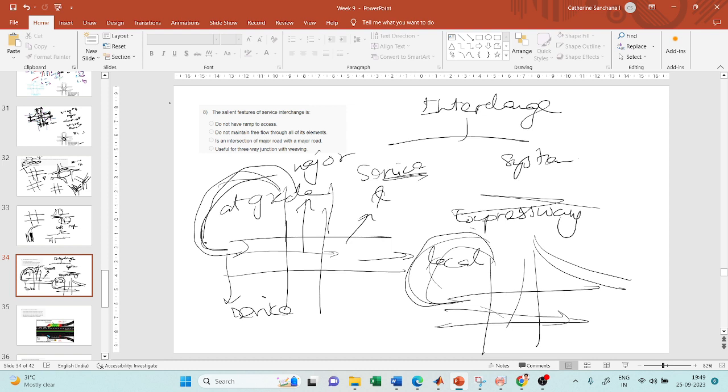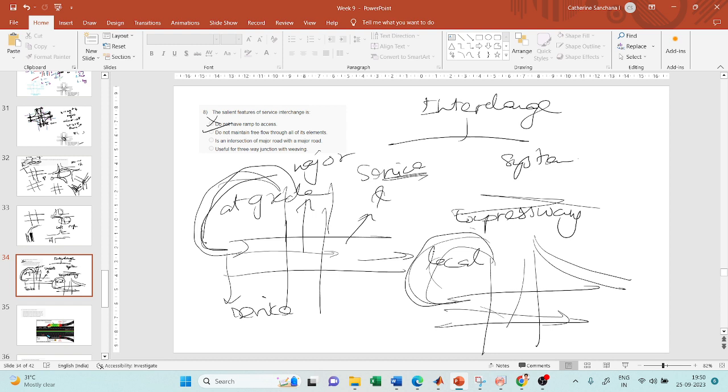Now, the salient features. They do not have a ramp to access. No, it is not correct. They do not maintain free flow through all of its elements. As I said, the major point is that they do not maintain free flow through all its elements. So this is one of the salient features.